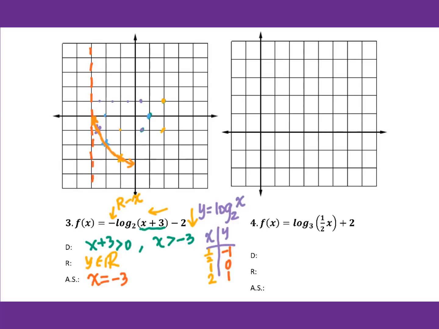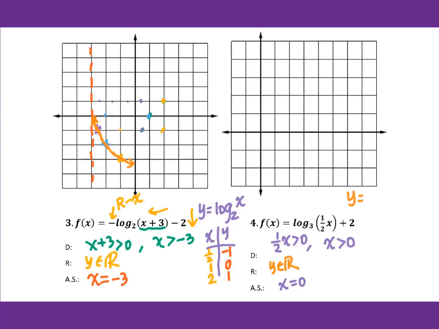For number 4, domain, I will set up 1/2 x greater than 0. Argument greater than 0, therefore x greater than 0. Asymptote line will be x equal to 0. For range, that is y will be all real numbers.